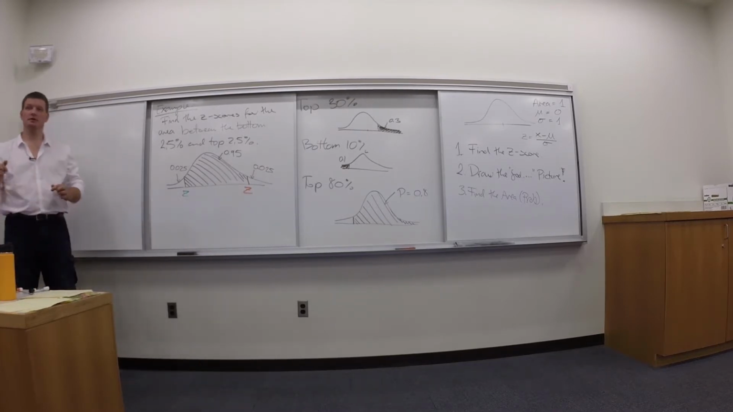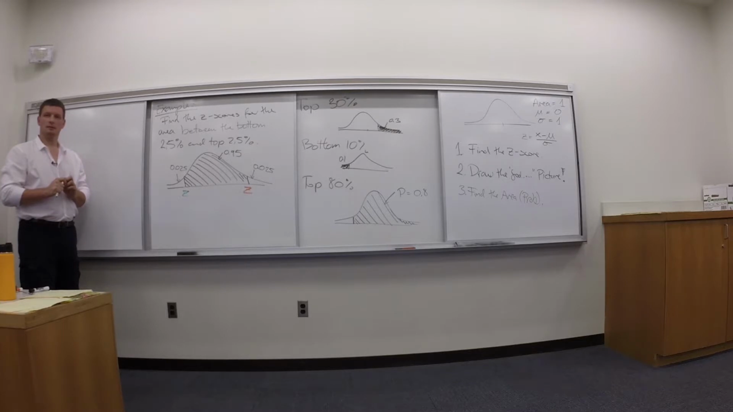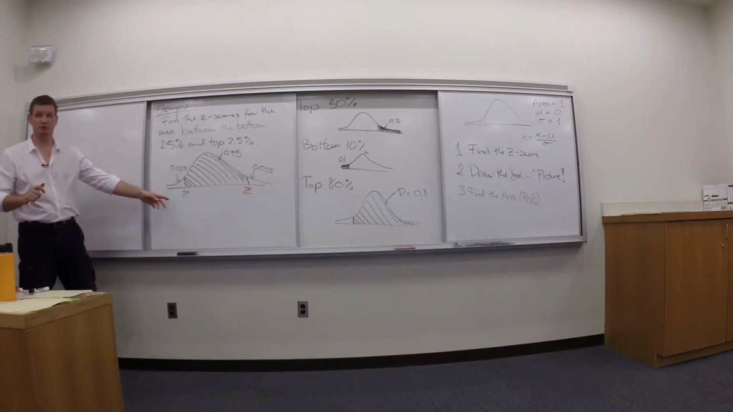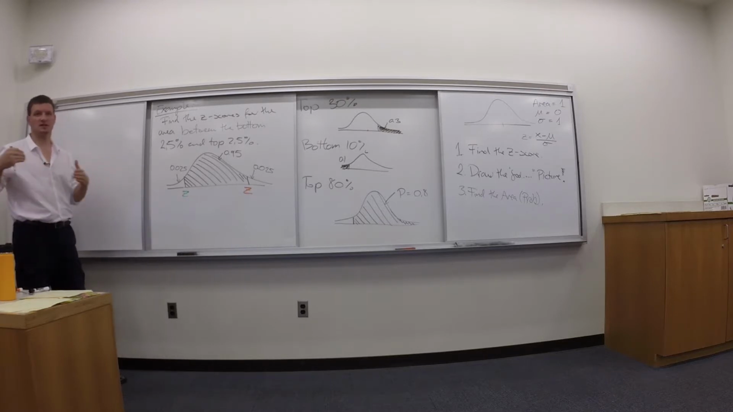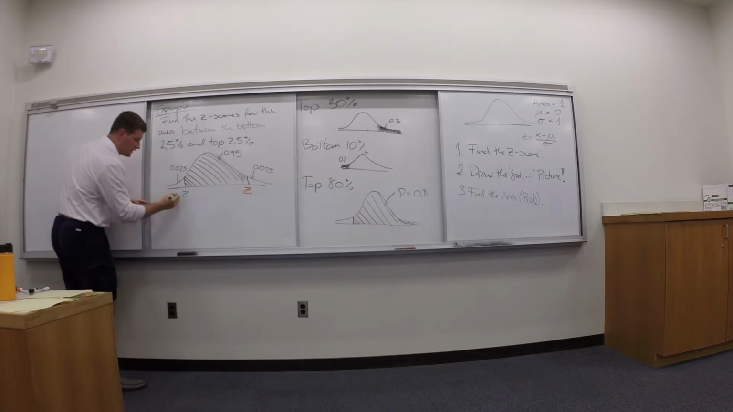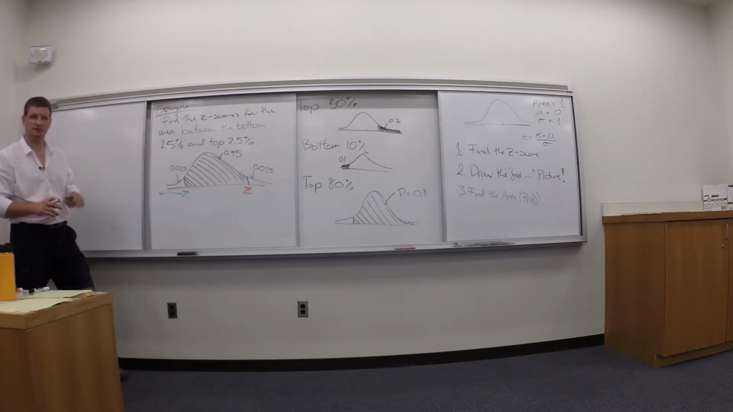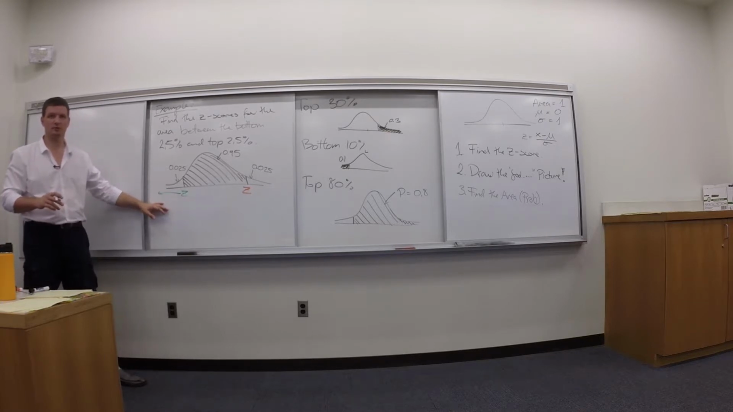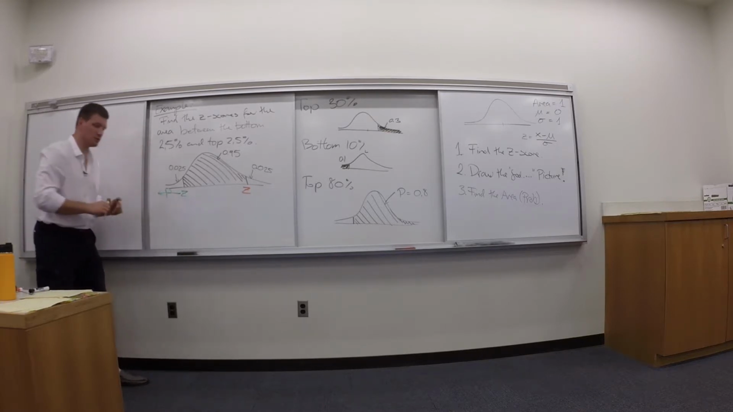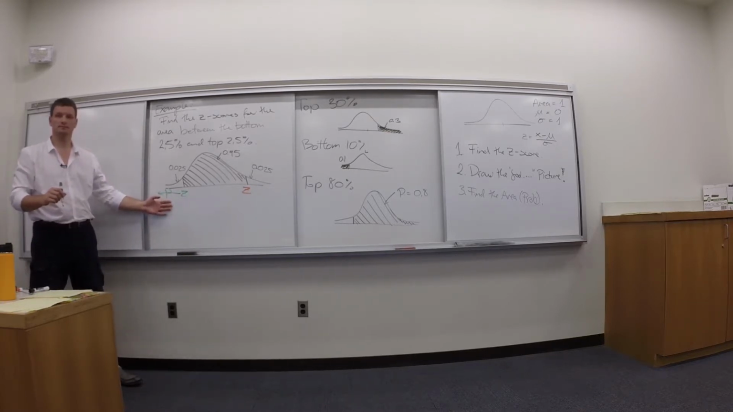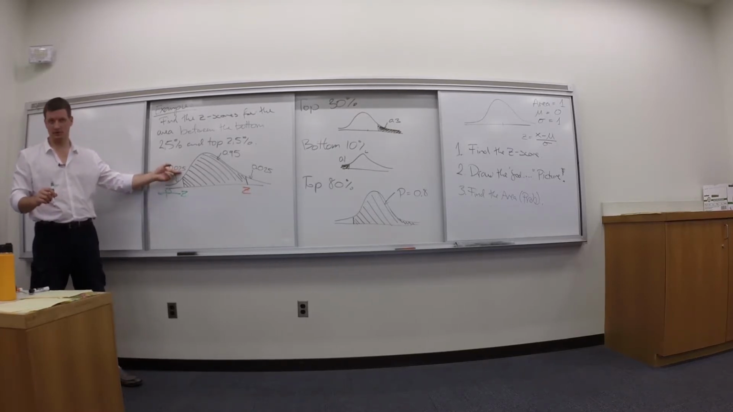You have to formulate the area. We know the area is 0.95. Let's start with this one. The table gives us the probability for a z-score to the left of the z-score. So if we are talking about this, we are talking about this area right here. This z-score gives us this probability. So what is this probability? This probability is 0.025.